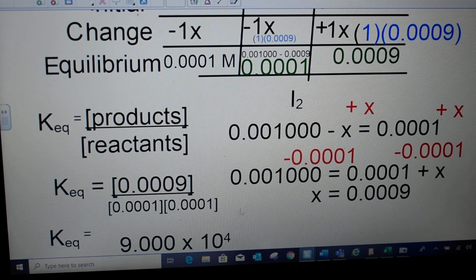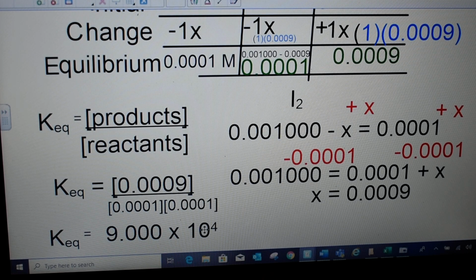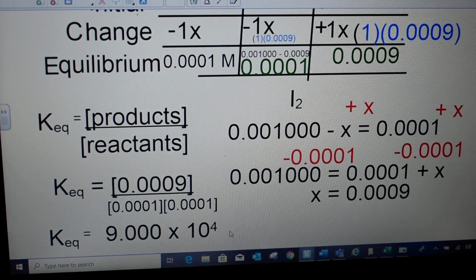And remember, there is no units for KEQ. Now, looking at that number, times 10 to the 4th, I'm hoping you realize it's a really large number, and so therefore, the products are going to be favored.